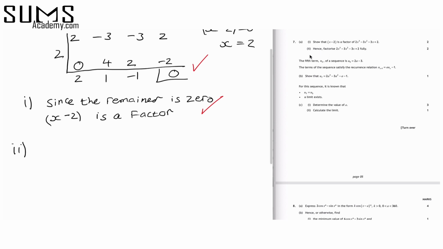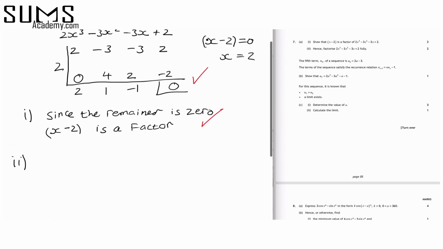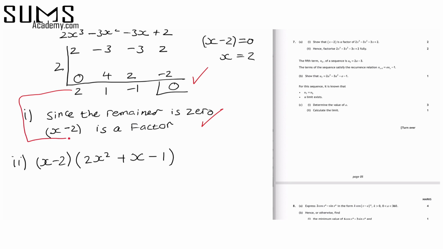or part 2 even, hence factorize fully. So we already know that x minus 2 is a factor, right? And we're left with this quadratic term here. So when you do the synthetic division, this is going to come down and become a quadratic instead of a cubic. So you're left with 2x squared plus x minus 1. Okay, now we just need to factorize this term here. This comes from here.